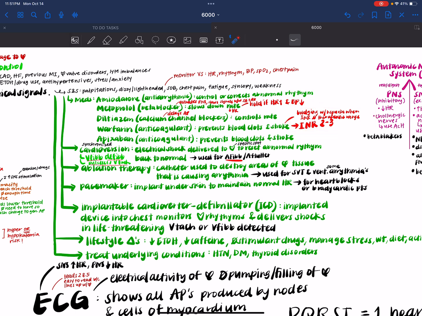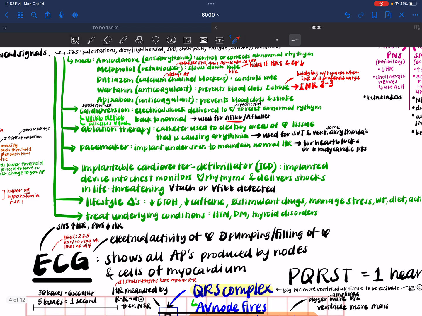Apixaban is an anticoagulant, prevents blood clots and strokes, so be careful if it is being started in someone that has CKD or liver problems. Synchronized cardioversion is an electric shock delivered to the heart to reset abnormal rhythm, for VFib, defib for pulseless VTAC, back to normal, used for AFib and A-flutter as well. Ablation therapy, used for SVT and ventricular arrhythmias. Pacemaker, implanted under the skin to maintain normal heart rate for heart blocks and bradycardic patients. Implantable cardioverter defibrillator is a device implanted into the chest that monitors heart rhythms and delivers a shock if life-threatening VTAC or VFib is detected.